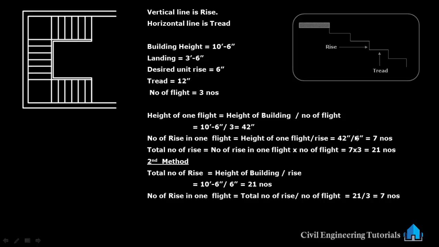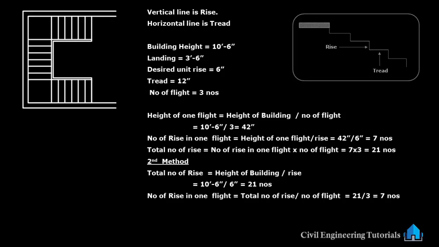So this is 7 numbers. Here also we have calculated 7 numbers, total number of rise divided by number of flight. And total number of rise 21 numbers divided by number of flight 3 numbers, 7 numbers. In this method also we have calculated 7 numbers, total number of rise 21 numbers. So in second method also we have calculated total number of rise 21 numbers and number of rise in one flight 7 numbers. You can calculate with both the methods. Now we need to calculate height of one flight.